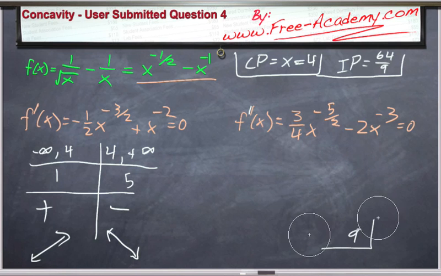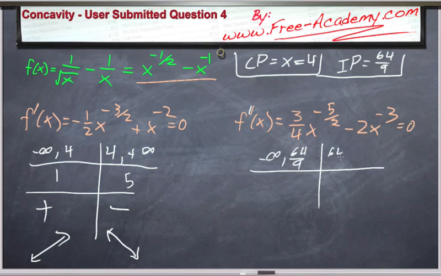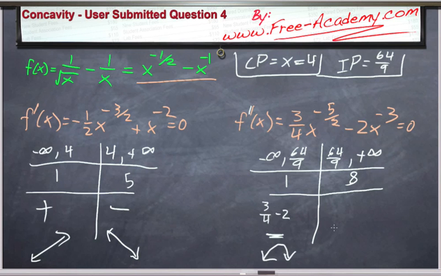Let's erase some of this and set up our table. Negative infinity to 64/9, and from 64/9 to positive infinity. Once again, we're not using zeros because our function is undefined at 0. So we'll use the value 1 and 8, because 64 divided by 9 is just a little bit bigger than 7. If we plug 1 in, we get 3/4 minus 2, which is of course equal to a negative number, and so this is concave down on this interval.